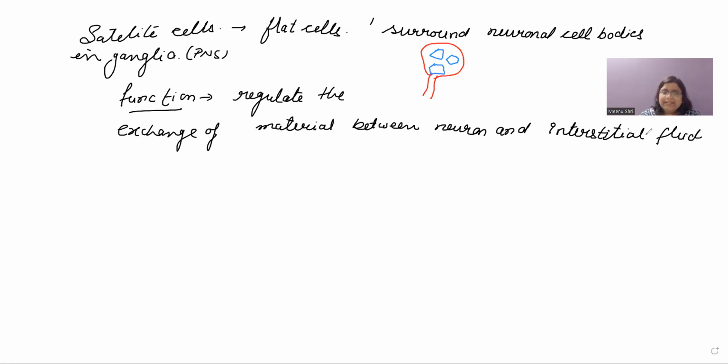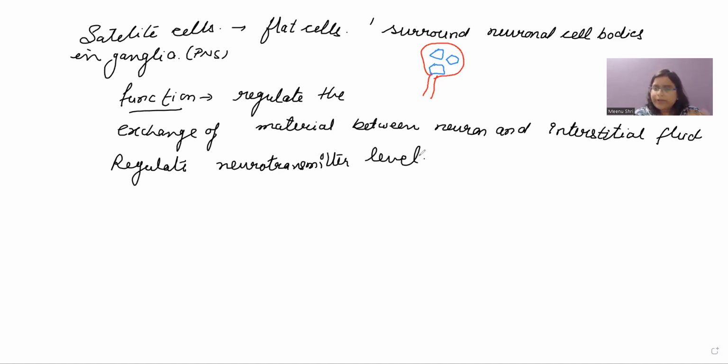Okay. Simultaneously, they regulate the neurotransmitter level. Okay, so let's summarize the glial cells.